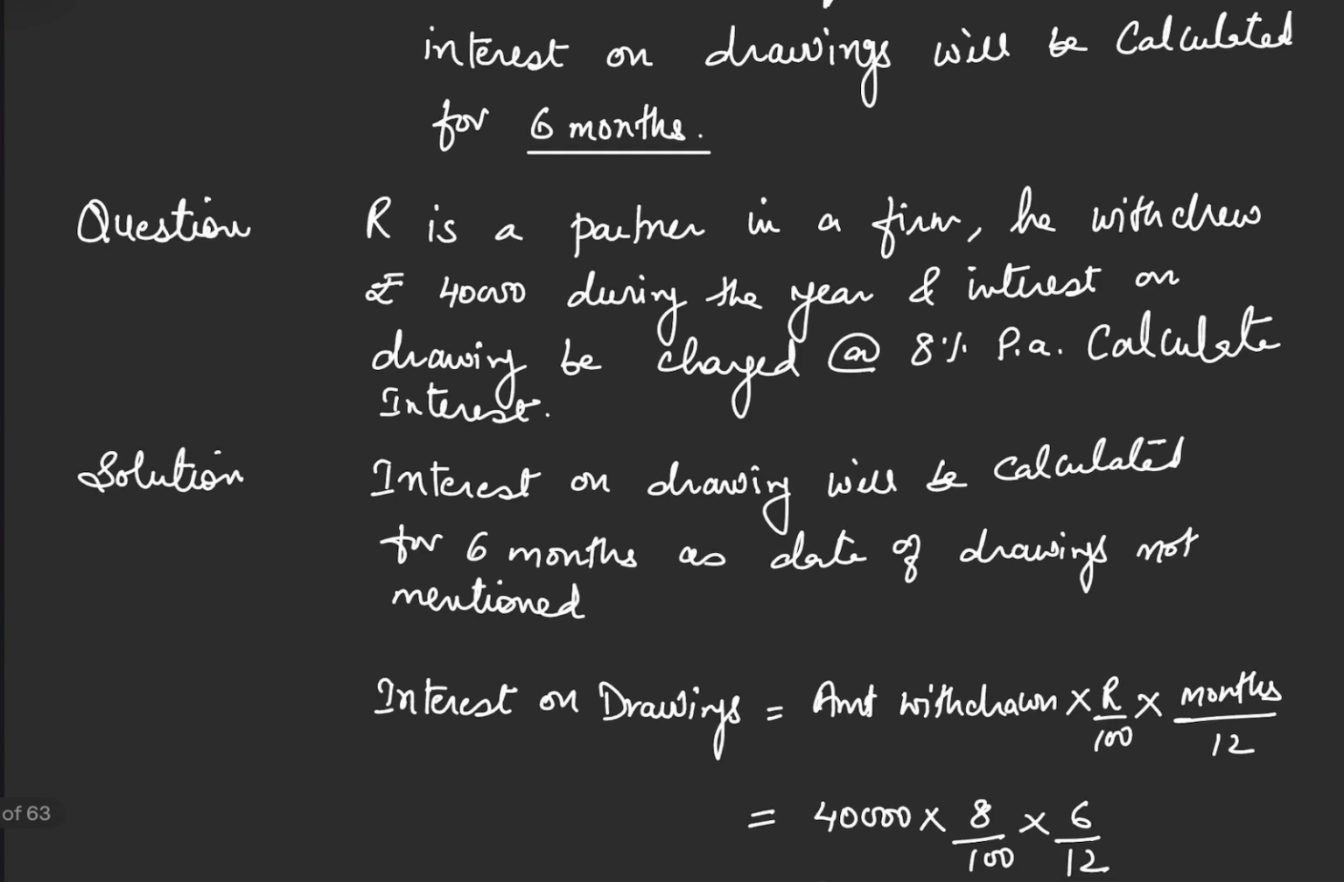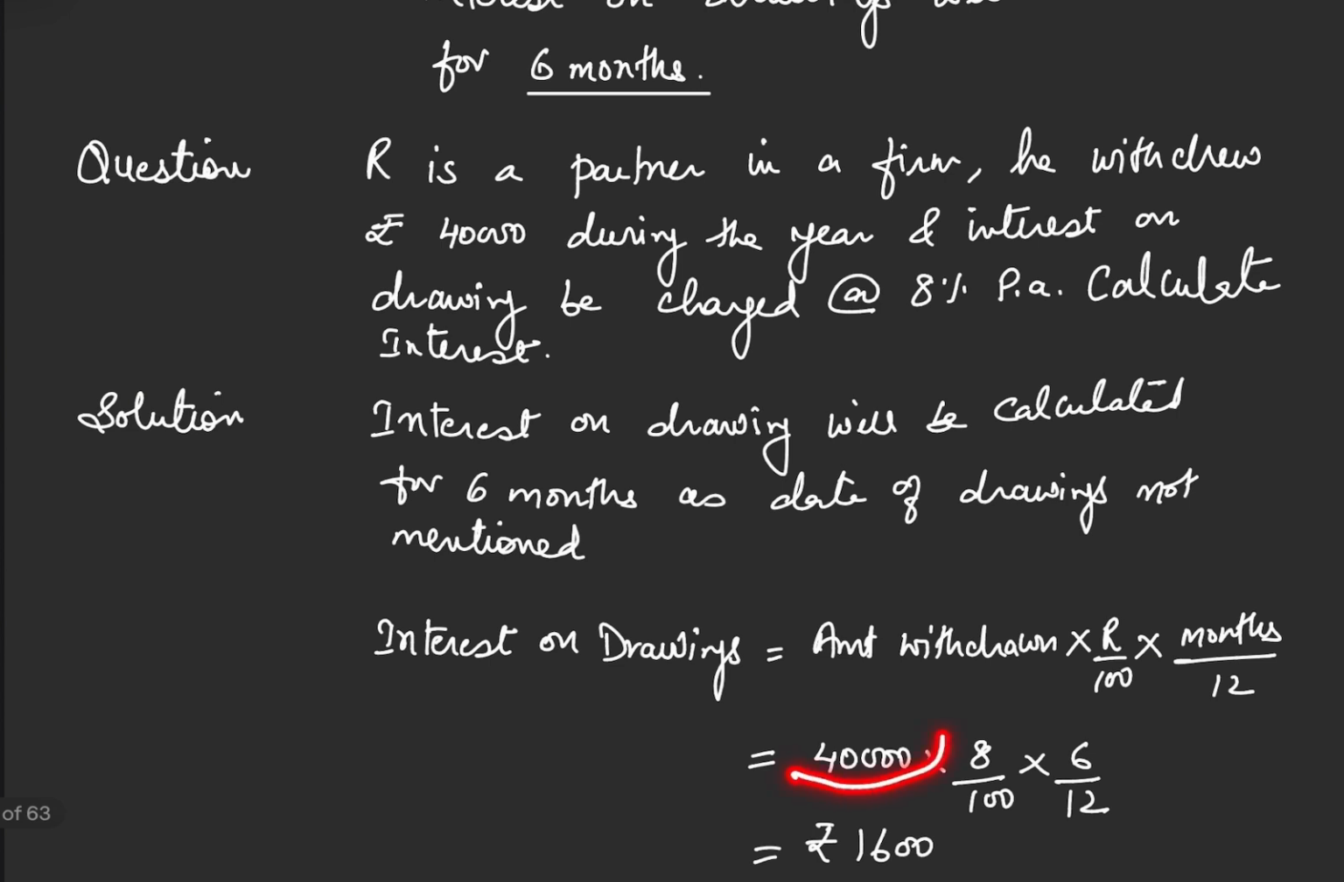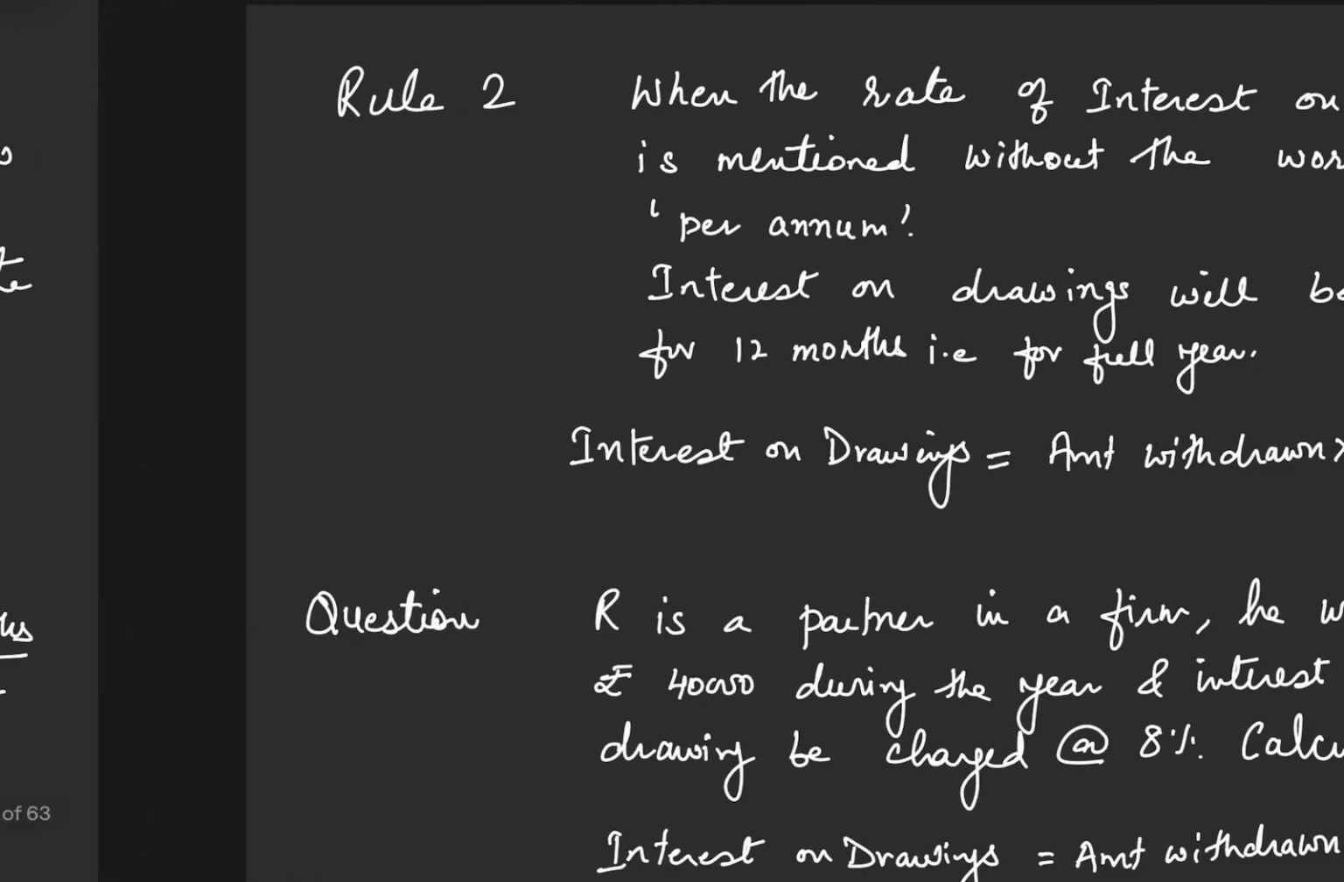So we'll be applying the simple method. Interest on drawings equals amount withdrawn multiplied by rate upon 100 multiplied by months upon 12. So the amount withdrawn given in the question is rupees 40,000. Rate of interest is 8% and 6 months is to be taken as per rule number 1. So rupees 1600 will be paid by R as interest on drawings. Let's discuss rule number 2.